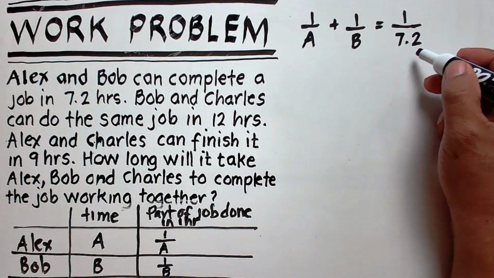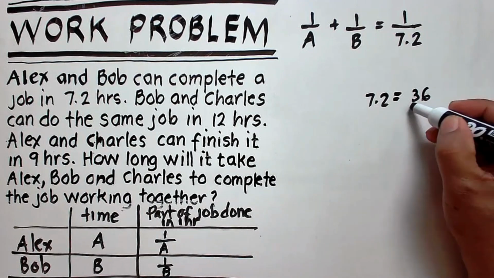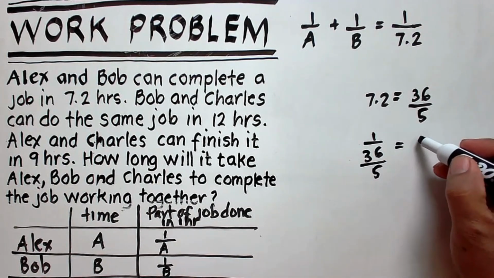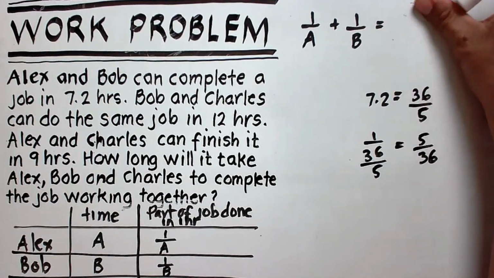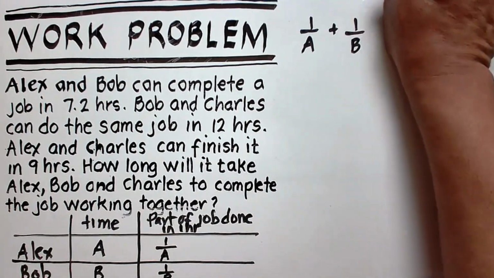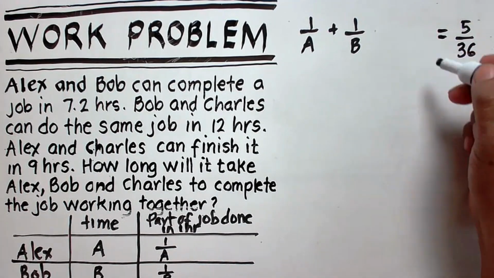It's easier to work with fractions. 7.2 is equal to 36 over 5, and 1 over 36 over 5 is just equal to 5 over 36. So let's replace this with 5 over 36. Bob and Charles can do the same job in 12 hours. So let's move this a little bit to the right, 5 over 36, so that we have space for Charles.